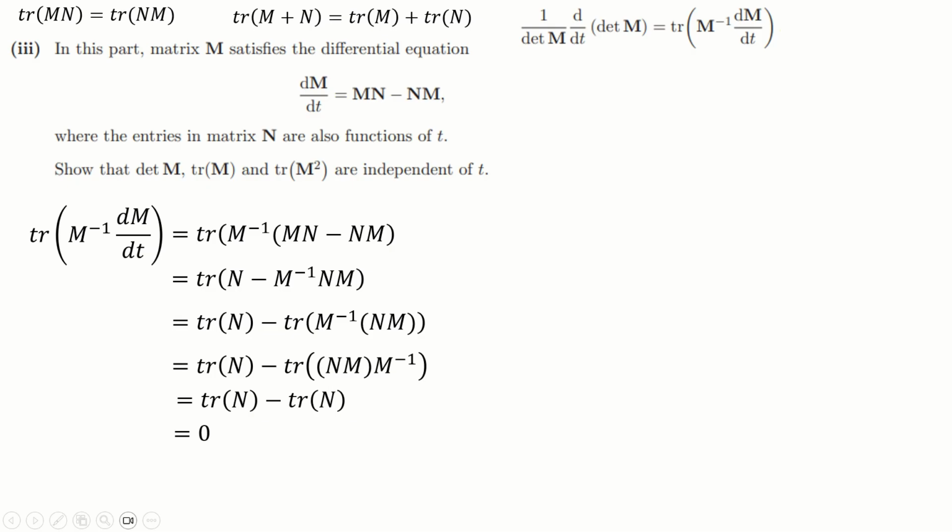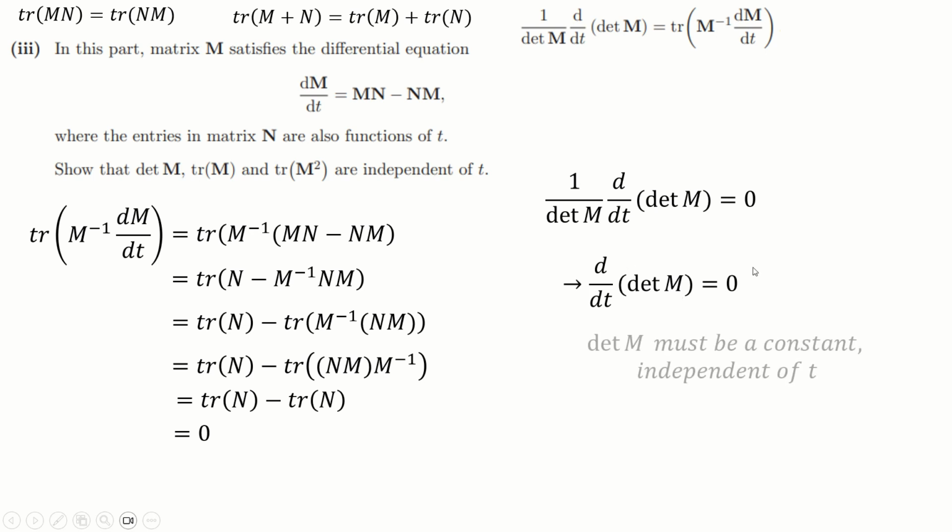So now that we know the trace of this is 0, that means that this is 0. Now, 1 over det m can't really be 0. So that means that d by dt of the determinant is 0, which means that the determinant is some kind of constant. Because when you derive it, you get 0. So therefore, it's independent of t. If it had any t's in it, when you derive, it wouldn't always be 0, right? So it must be some kind of constant.